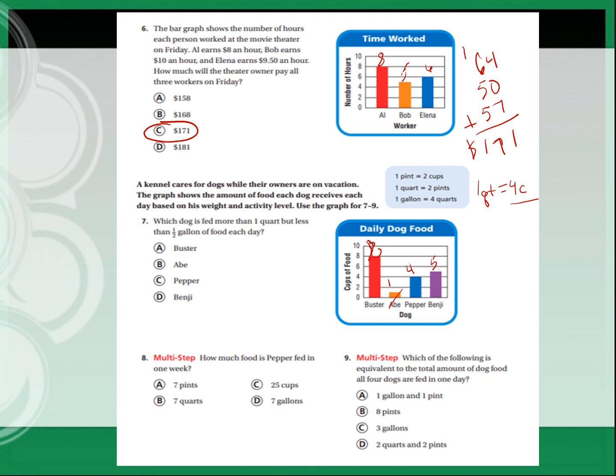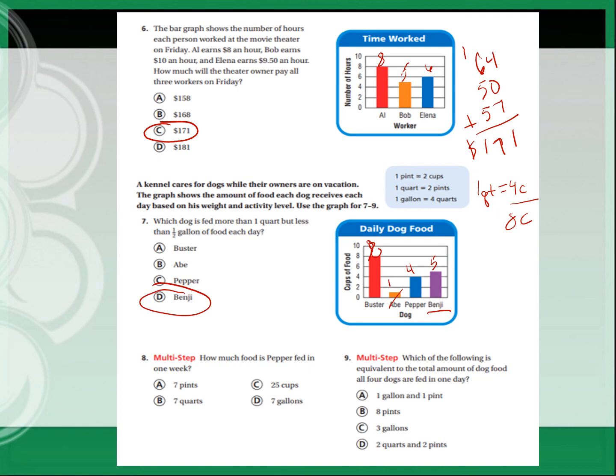But less than half a gallon. Well, a gallon is 4 quarts. So half a gallon is 2 quarts. So that's 8 cups. So which one is less than 8 cups, but more than 4 cups? And that would be Benji is the only one that's more than a quart, but less than half a gallon. So the answer is D, Benji.